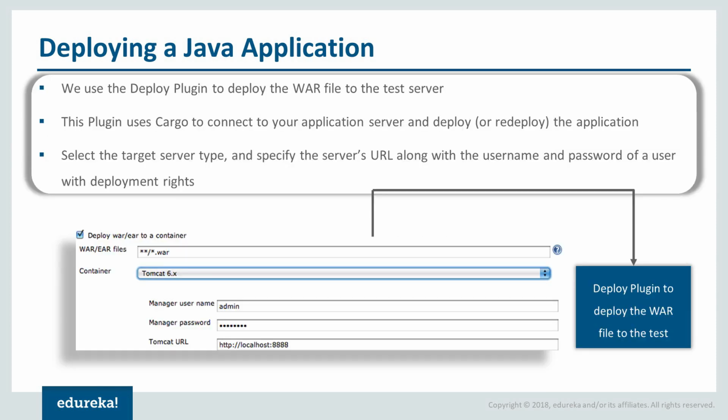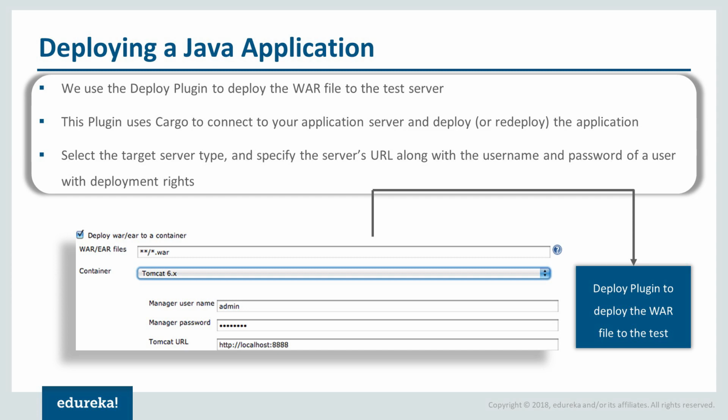Once that is done, we use the deploy plugin to deploy the WAR file to the test servers. Again, we are calling it test servers, but you can deploy it to any of the servers. It can be test servers, it can be staging, or it can even be prod servers. That's just a way of differentiating which environment you want to work with.